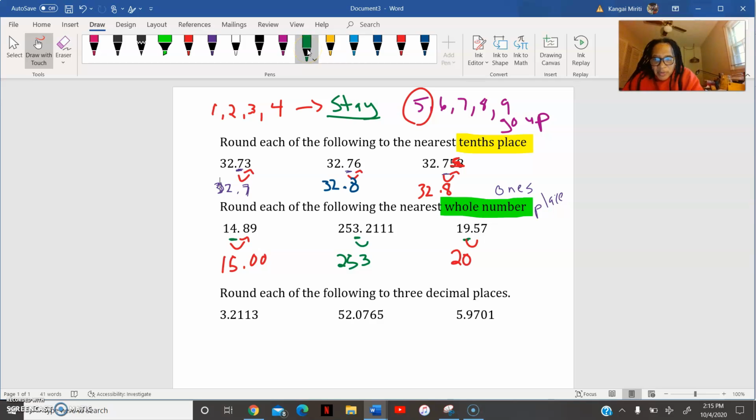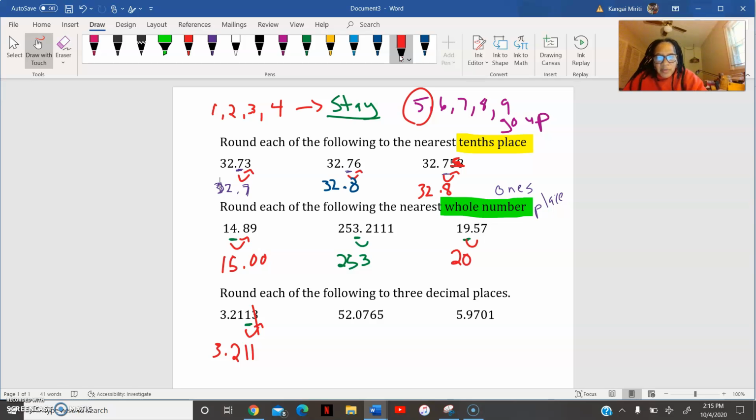But if it says round to 3 decimal places, that means we want that third place to be the last place that we have. So again, we look to the right to find out what we should do. Looks like that 1 should stay. So it's 2, 1, 1, and then everybody else is gone.